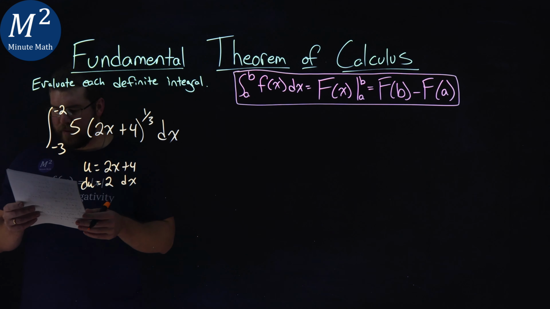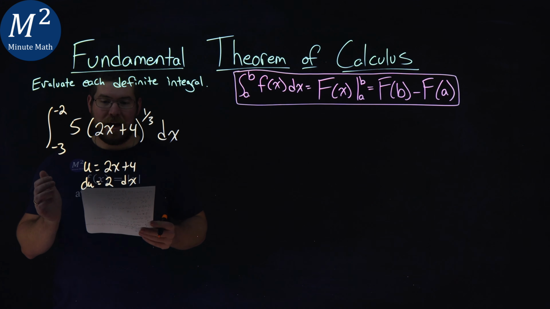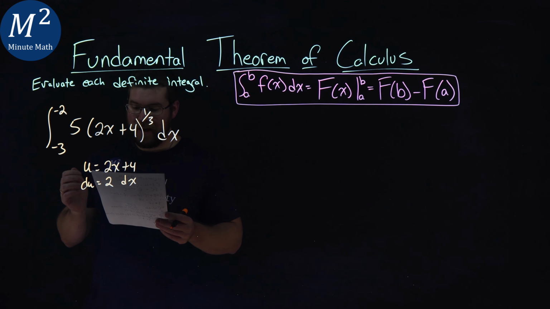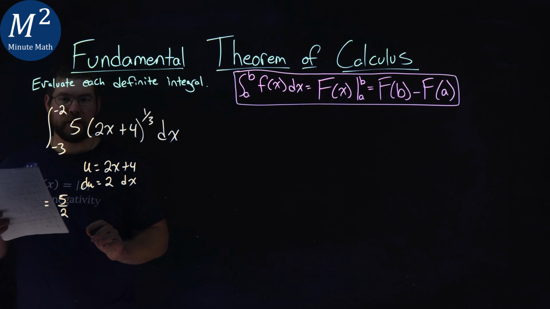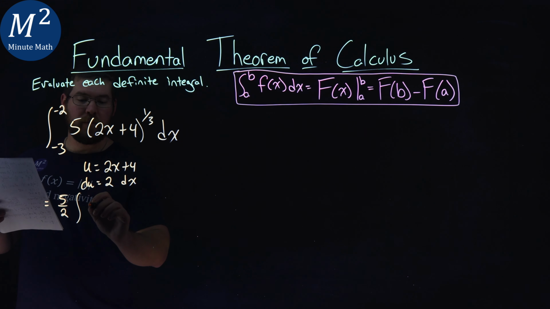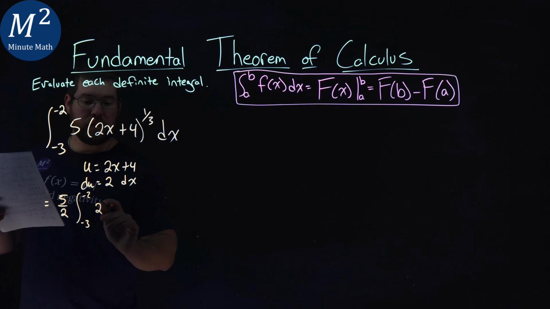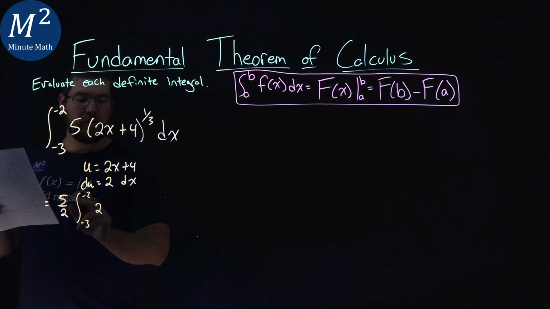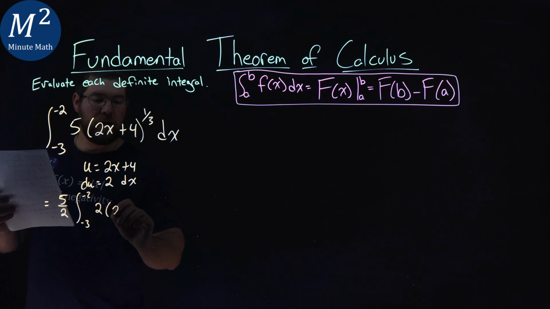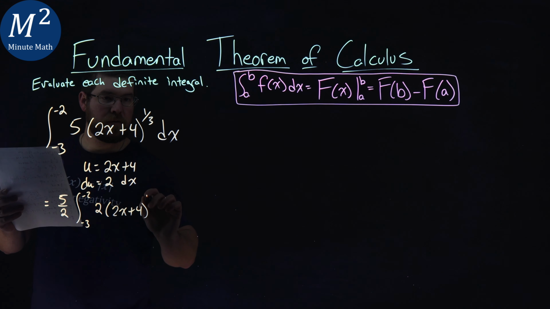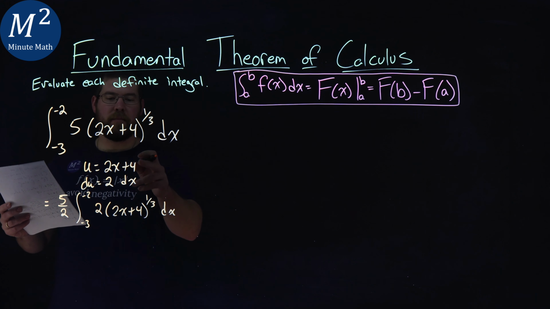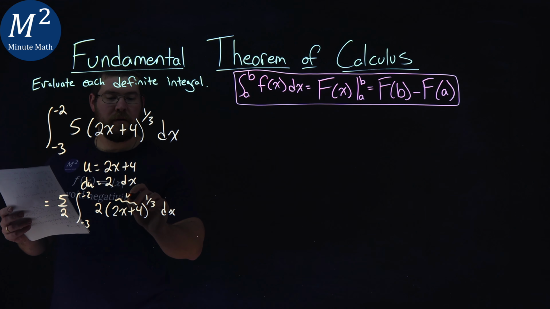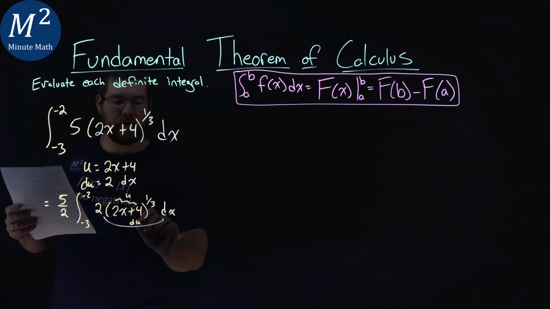But if I rewrite this and put a 5 halves out front, we can write this as a 5 halves like this. Then we take the integral from -3 to -2 of a 2 in there. The 2 cancels out right here. We still have the 5, we can pull that constant, of 2x plus 4 to the 1/3 power dx. And at this point, I can plug in my u value right here, and my du is right there.